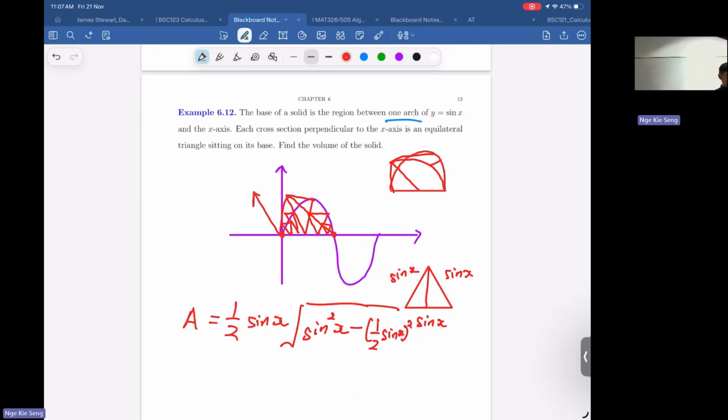And then what do you do for integration? You integrate from 0 to pi your cross-sectional area times the thickness of each triangle. Then take the limit to infinity, so it becomes infinitely many triangles. This is just integrating from 0 to pi your area, which simplifies to square root 3 over 4 sine squared x. So you'll be integrating this.